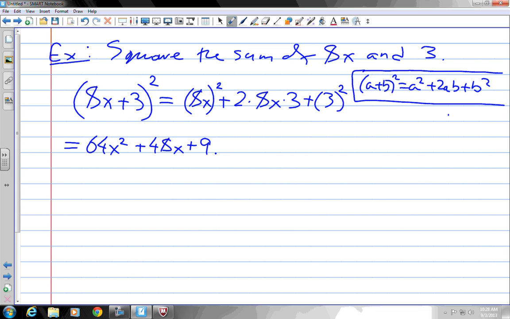How's that? Good? Good. You'll eventually be able to skip that middle step and just go straight for the answer, because you can do this in your head. What you ask to do is to take the first term and square that.